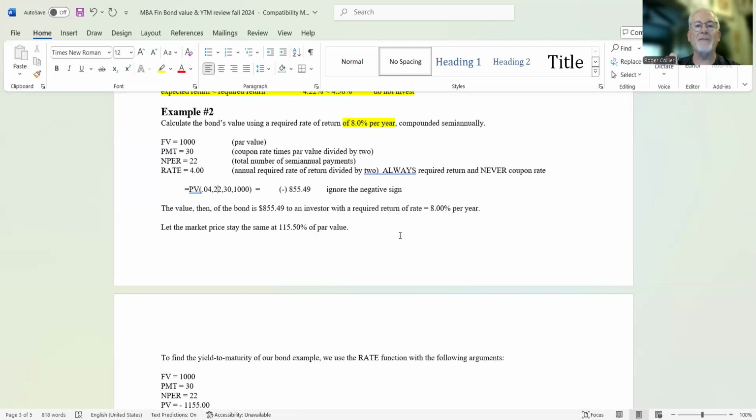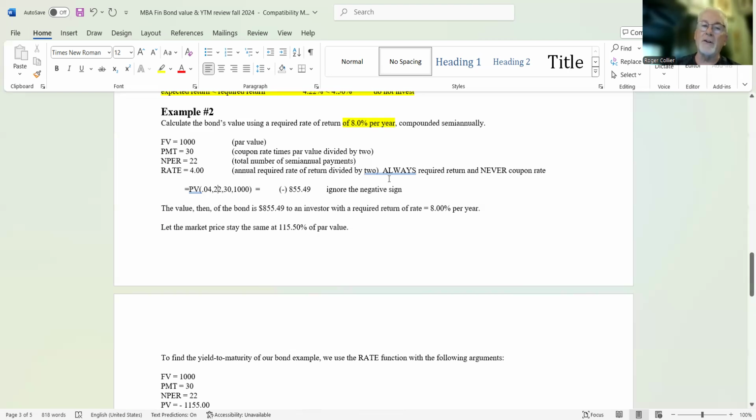What is that 855.49? Well, it is the value of this bond, not the price, the value of this bond to an investor with an 8% per year required rate of return. That's what it is. What are we going to do with it? Well, we're going to compare it to price in order to make an investment decision. Right? Value and price are not the same thing. They're what we're going to compare.